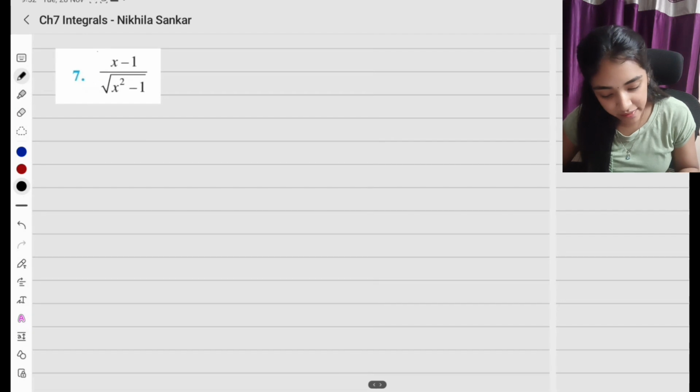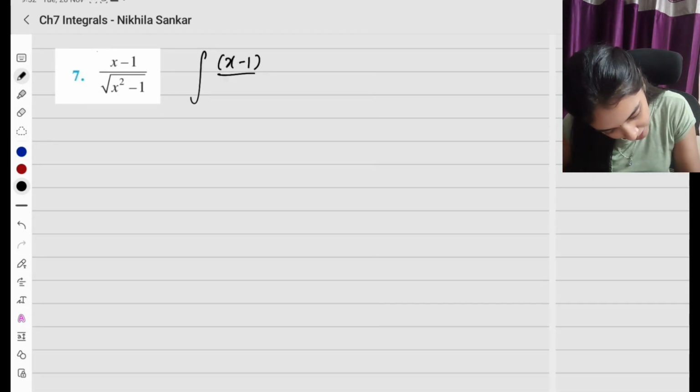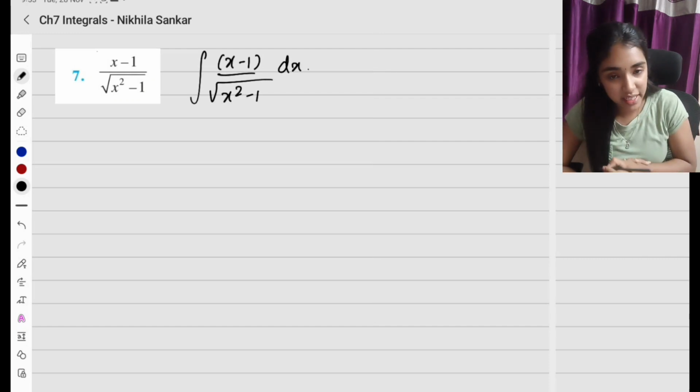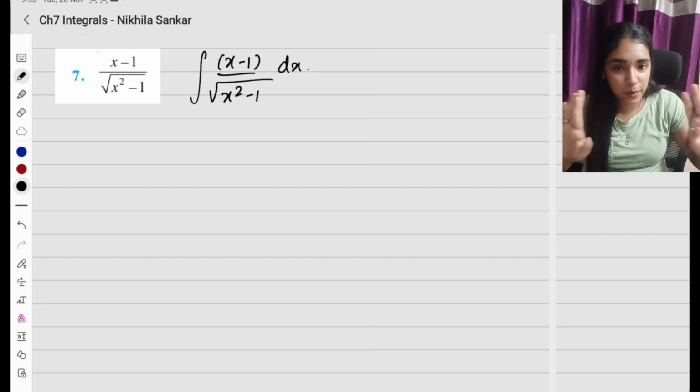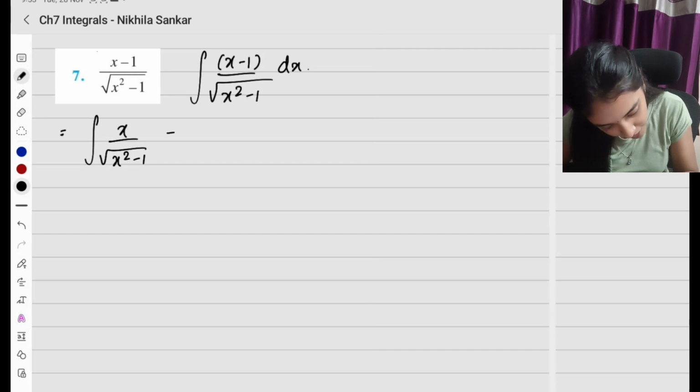Question number 7. So, this is going to be integral x minus 1 divided by square root of x square minus 1 times dx. இப்போ நான் numeratorையும் தனித்தனியா split பண்ண போறேன். மேல ஒரு மைனஸ் இருக்குல்ல? So, இதை நான் எப்படி split பண்ணலாம்? This is going to be integral x divided by square root of x square minus 1 minus of dx divided by square root of x square minus 1.